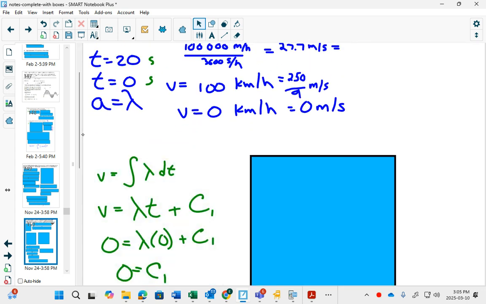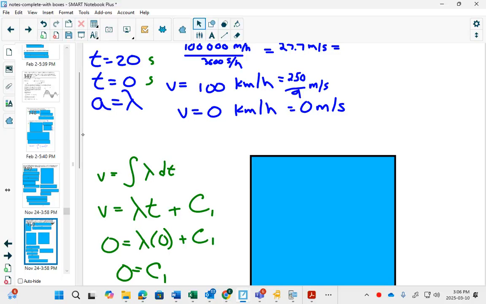So what do we have? We know our velocity is going to be the integral of acceleration. And even though we don't know what our acceleration is, it's some constant. It's some number. I chose lambda. So can I integrate any number? Yes. If I use t as my variable, I would just have lambda t plus c1.